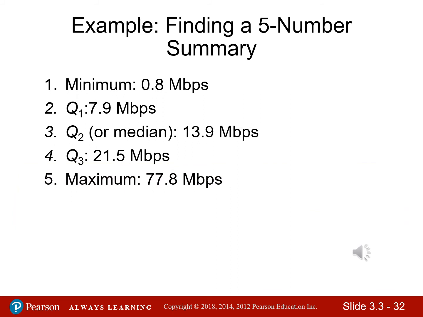So our 5-number summary for our Verizon data speed data set is: the minimum value is 0.8 megabits per second. Our first quartile is 7.9 megabits per second. Our second quartile, or our median, is 13.9 megabits per second. Our third quartile is 21.5 megabits per second. And finally, our maximum value is 77.8 megabits per second.